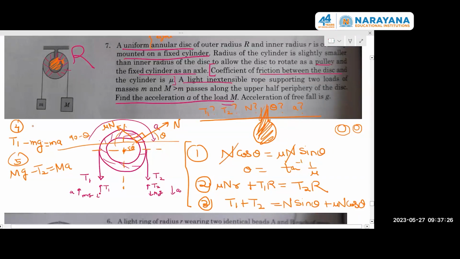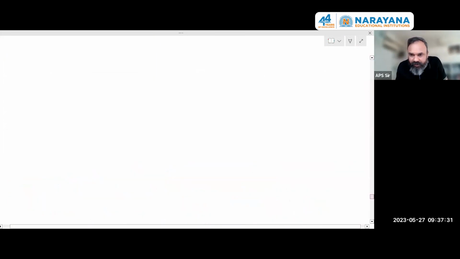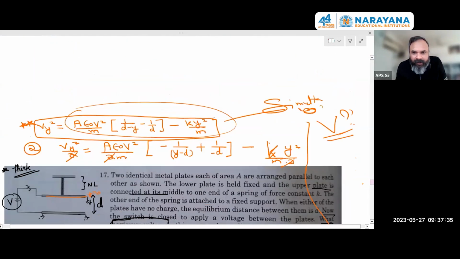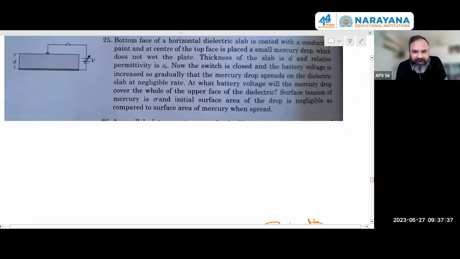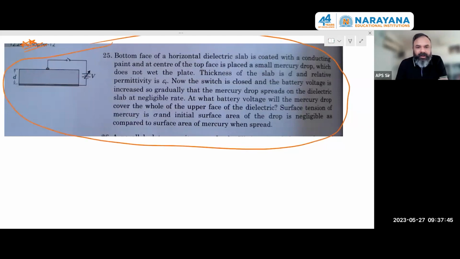Just a moment. Let me show you the next problem. Okay, so let me now take up a problem where there is a dielectric and maybe some concepts of surface tension also. Nice, simple, fundamental problem. Just read this problem carefully.